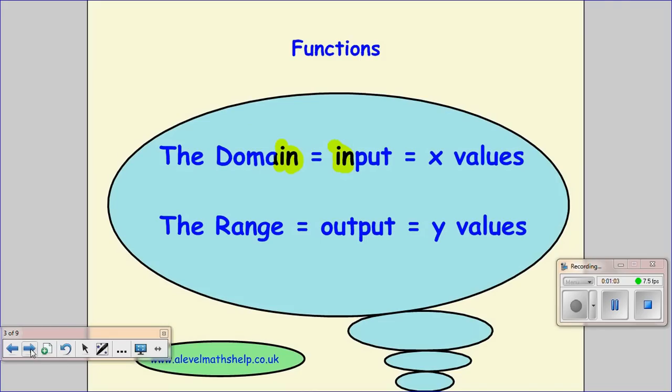So this is some way of remembering it. You'll have to find the best way you can. The domain is the input, and that's the x values, and there's an "in" in the end of domain to be input, and the range is the output, the y values.